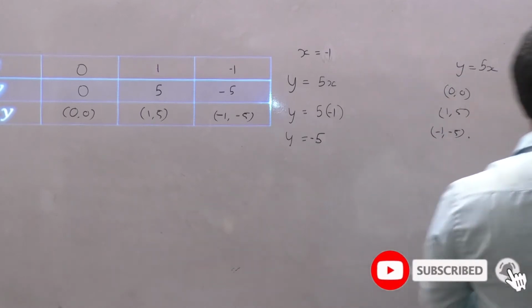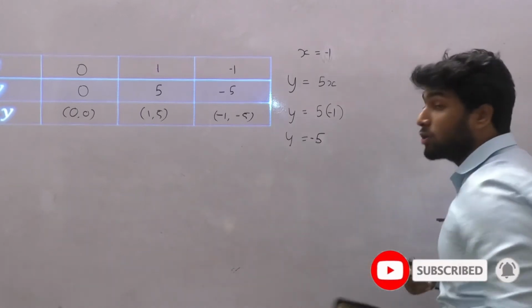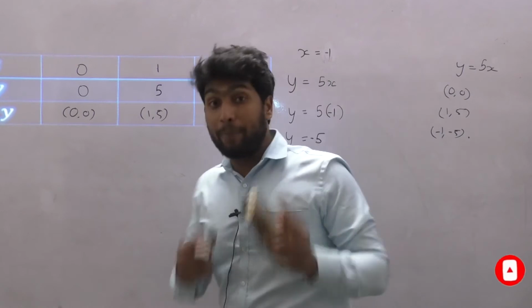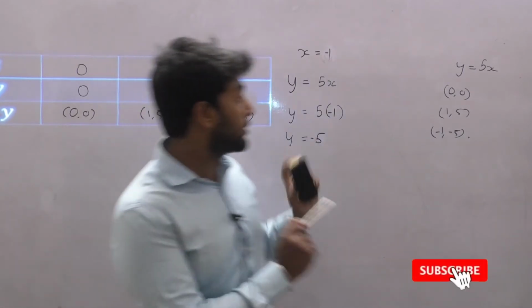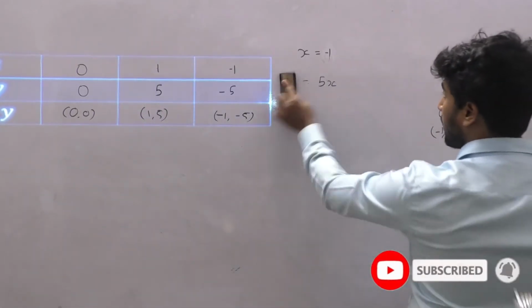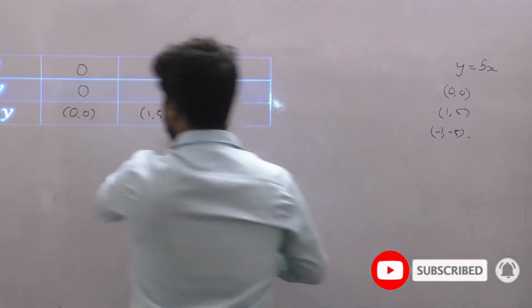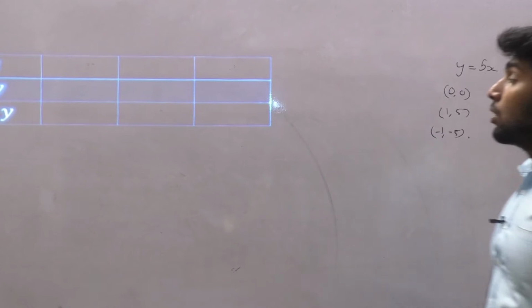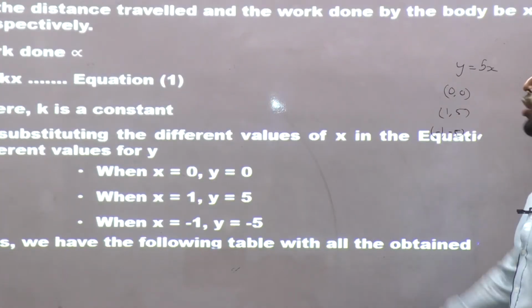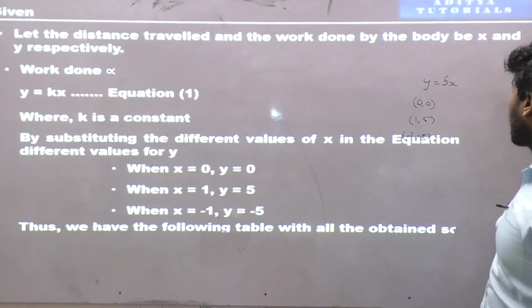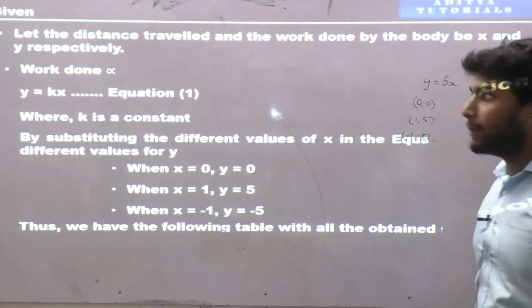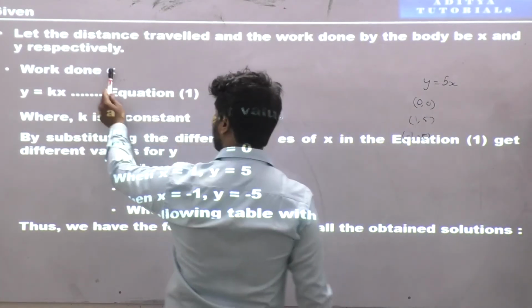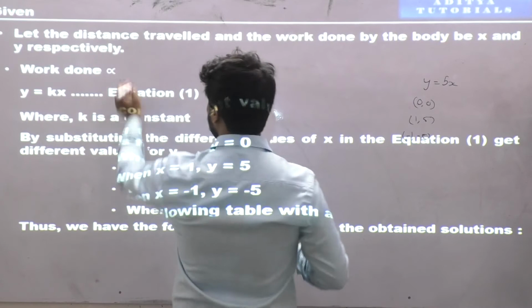Let me show you how to represent it in your books before representing these coordinates in your graphs. So let me write it out. Let the distance traveled and the work done by the body be x and y respectively. So work done is directly proportional to the distance traveled.